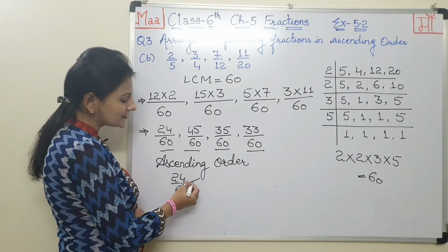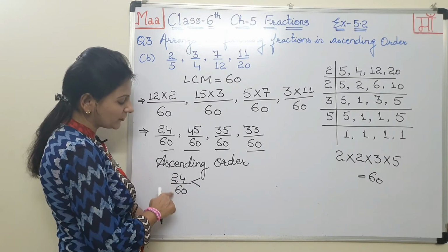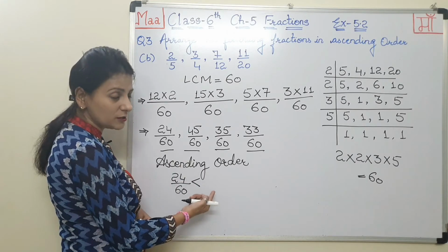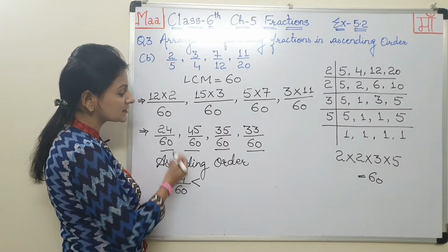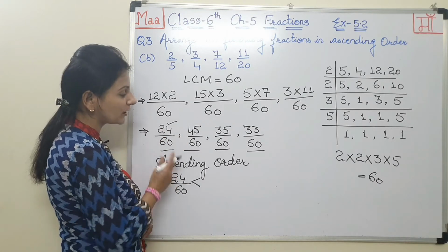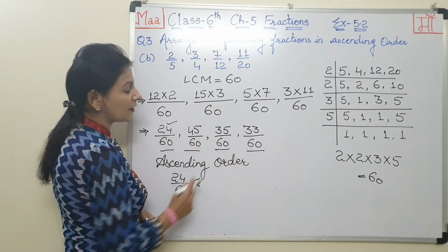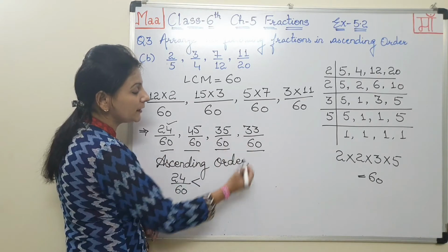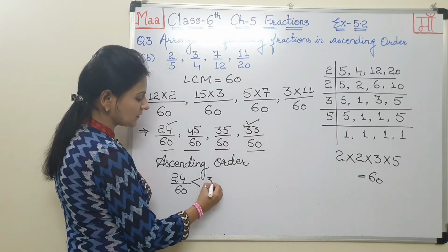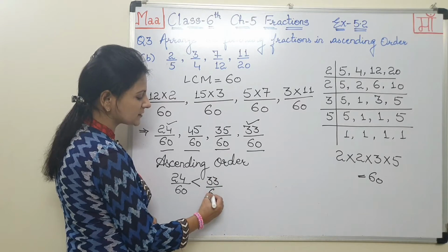अब हम लगाएंगे less than का साइन. ओके, 24/60 छोटा है और इसका नेक्स्ट फ्रैक्शन बड़ा होगा. तो 24/60 के बाद में ये फ्रैक्शन हम लिख चुके हैं. अब कौन से बच गए? ये 3 फ्रैक्शन. तो इसमें से स्मॉलर कौन सा है? 33/60. सो we will be writing 33/60.